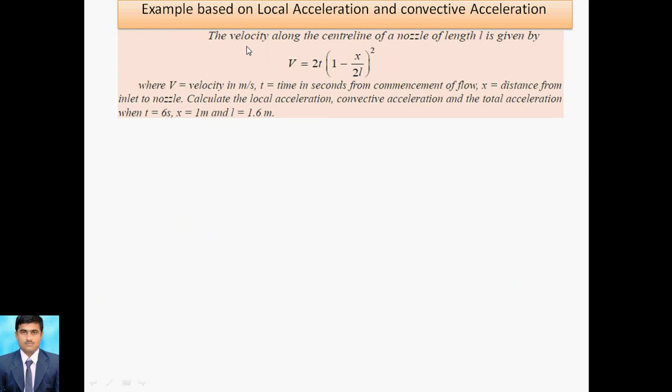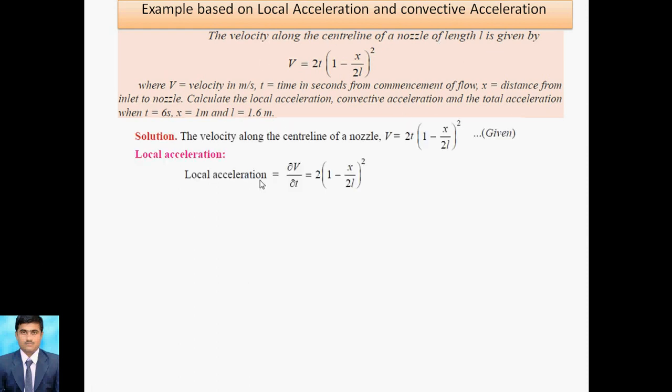The problem is: the velocity along the center line of a nozzle of length L is given by V is equal to 2t into bracket 1 minus x upon 2L bracket square, where V is the velocity in meters per second, t is the time in seconds from commencement of flow, and x is the distance from the nozzle. Calculate the local acceleration, the convective acceleration, and their addition, that is the total acceleration, when t is equal to 6 seconds, x is equal to 1 meter, and L is equal to 1.6 meter.